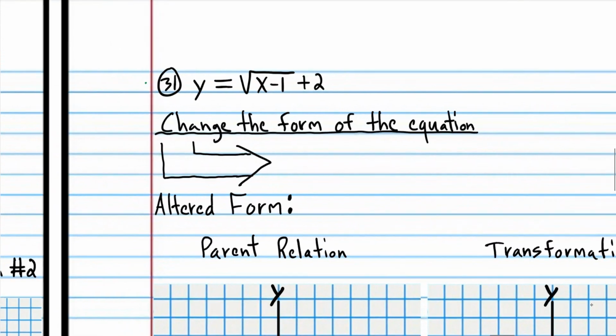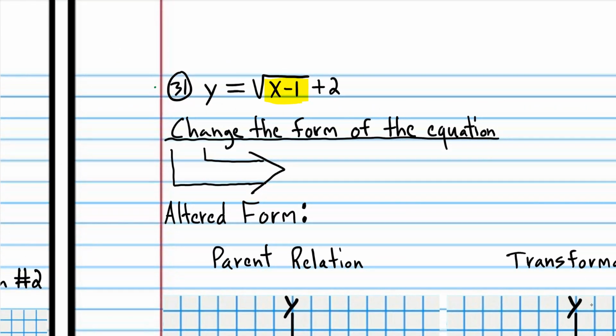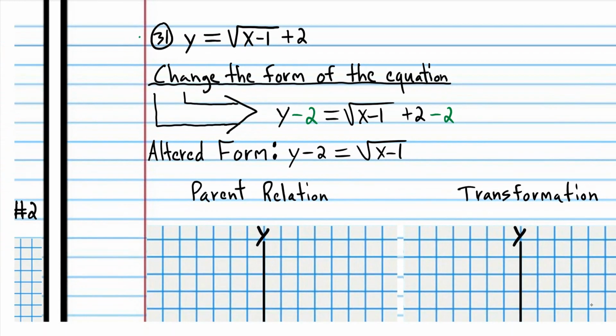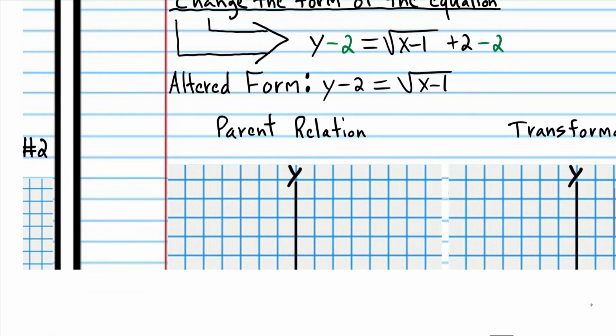Okay, we're back. We're subtracting 1 from x. That means to move the parent graph 1 unit to the right. But again, this 2 here, we don't know exactly what that tells us to do. So we're going to subtract 2 from both sides of the equation. And the new form of the equation is the following. And now we can see exactly what to do.